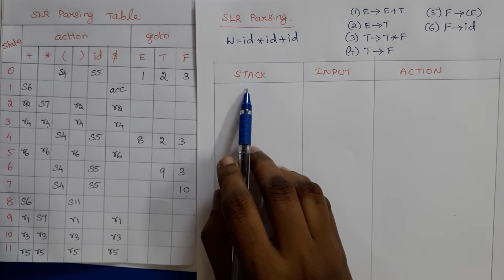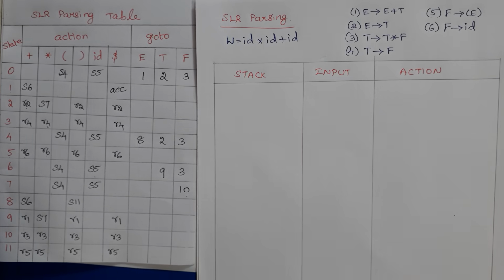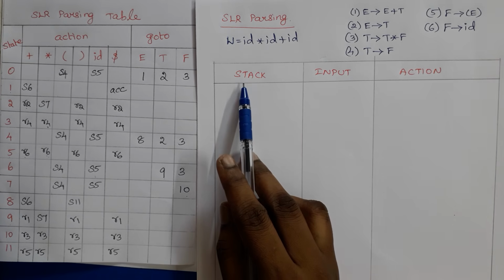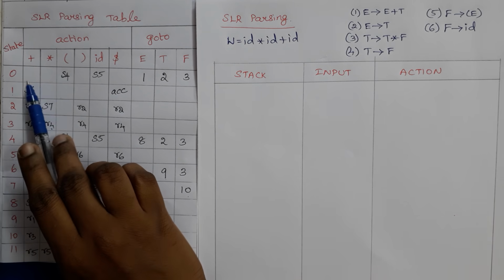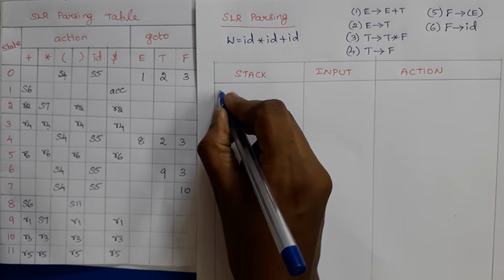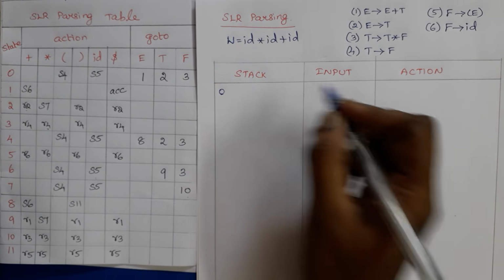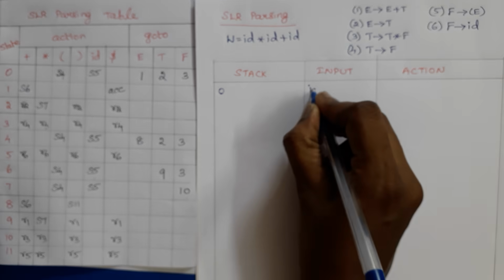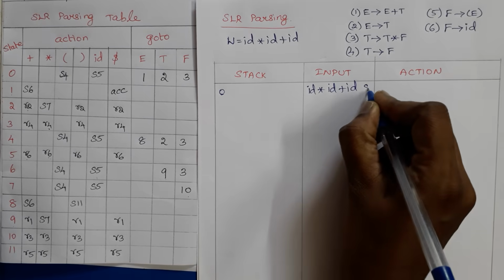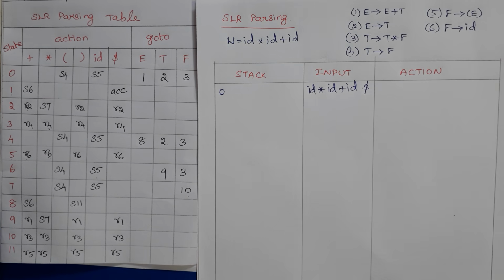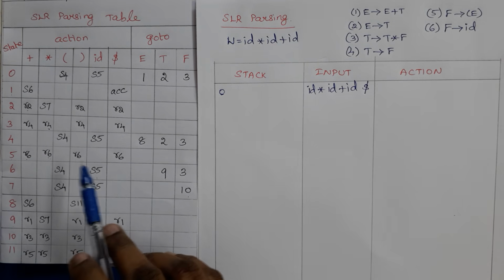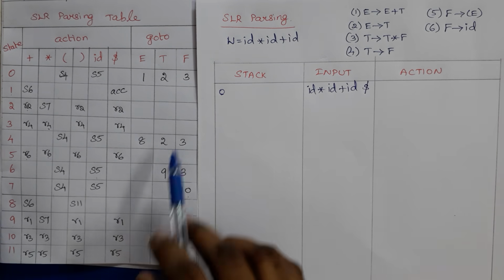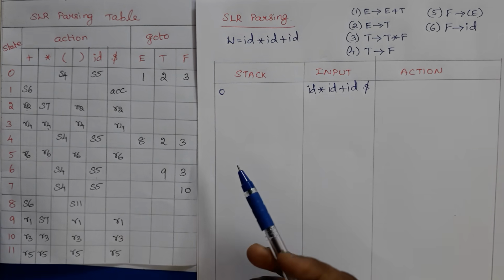So we need to use stack, input and action. The stack is a memory unit. Initially it has the initial state, 0, and in the input buffer we need to store the input string followed by the dollar. There are four types of actions that can occur here: shift, reduce, accept and error. We need to refer to the SLR parsing table, and this goto table is used for the reduce action, which we will discuss later.